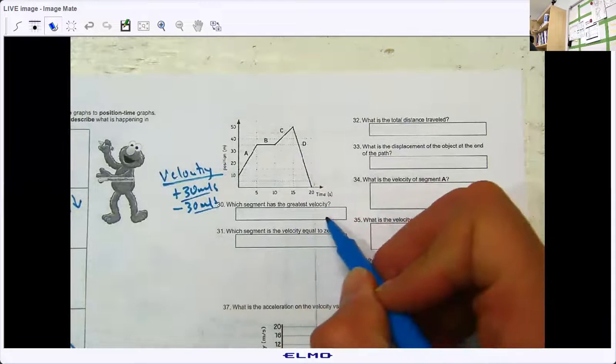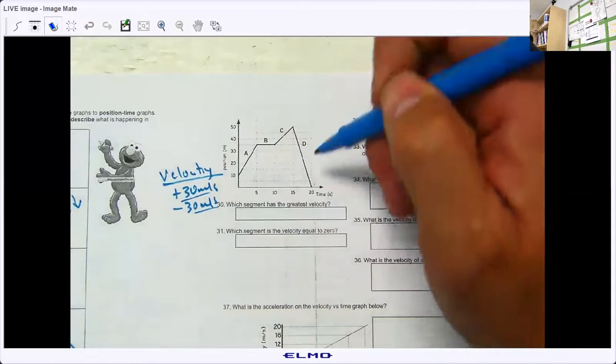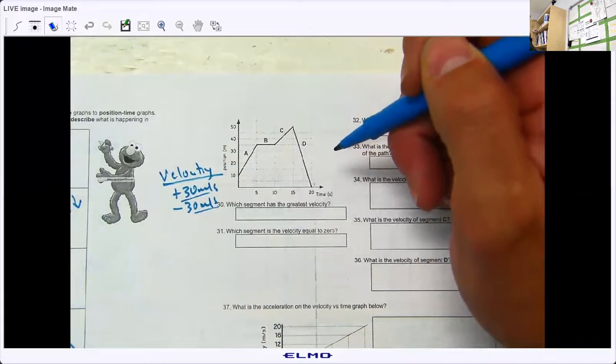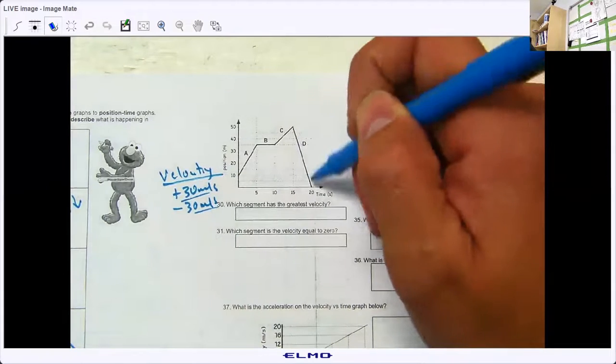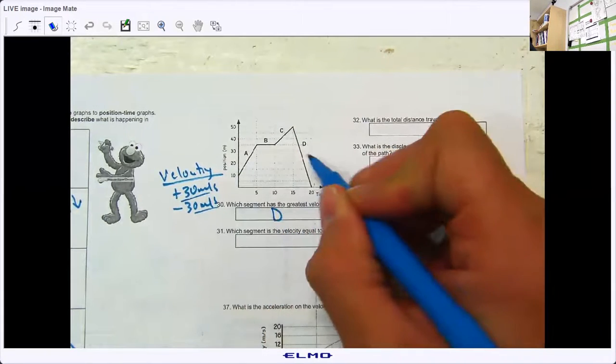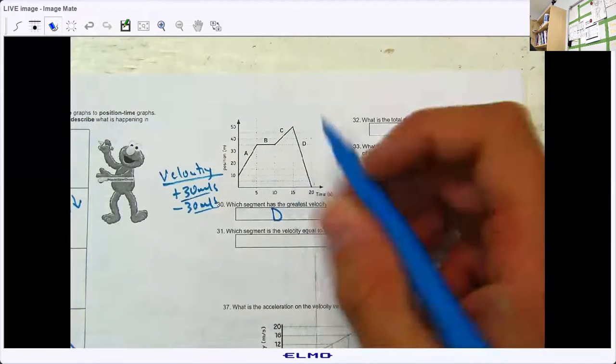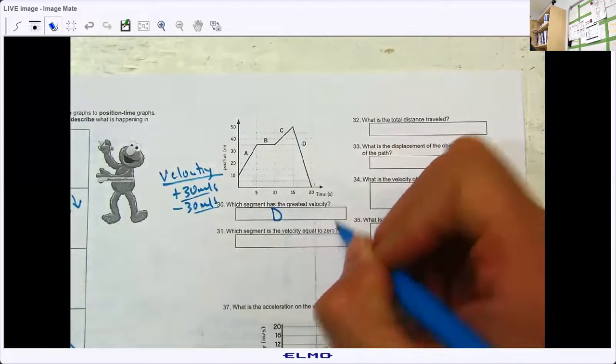So remember, the positive and negative just refer to the direction, which way they're going. Which segment has the greatest velocity? We're going to look for the one with the greatest slope. Doesn't matter if it's positive, doesn't matter if it's negative. So the one that has the greatest slope is D. It's negative, but that doesn't matter. It's just direction.